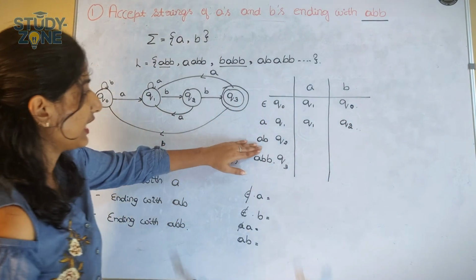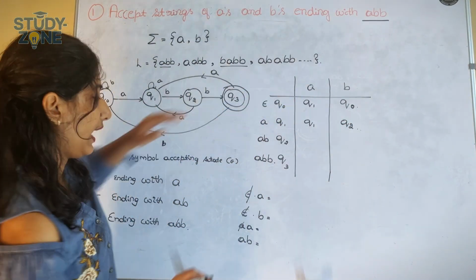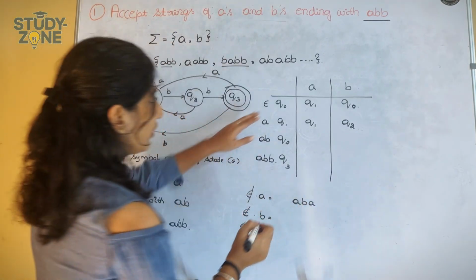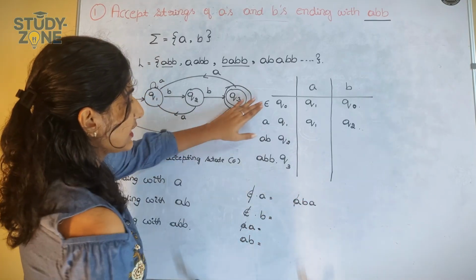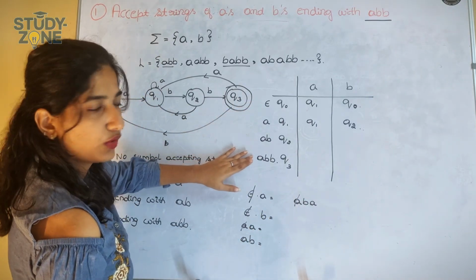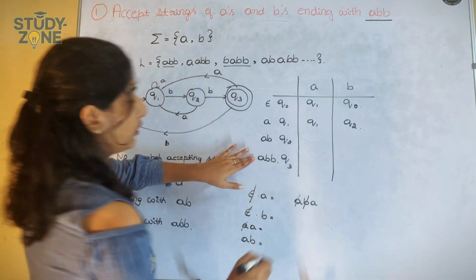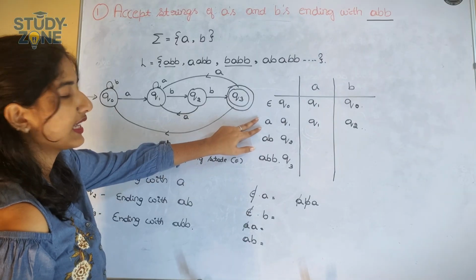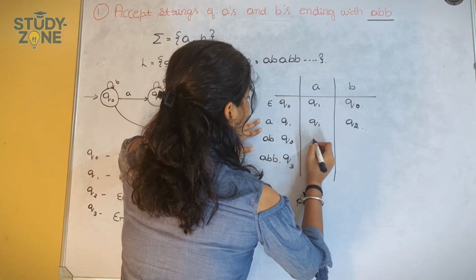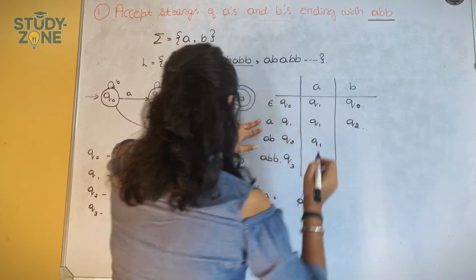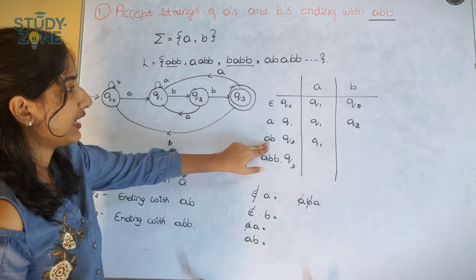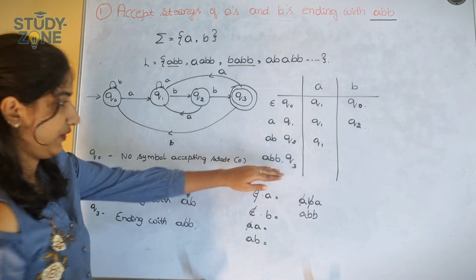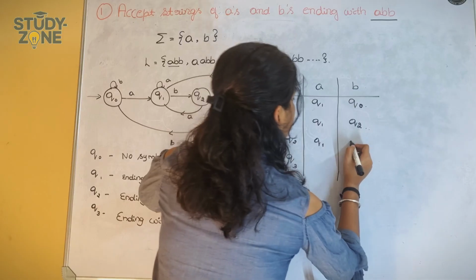And then check, is there any state that is accepting ABA? No, right? So cancel out A. Is there any state that is accepting BA? No. So we have to cancel out B. Is there any state accepting A? Yes, that is Q1. So we have to write Q1 here also. And then is there any state that is accepting A, B, B? Yes, we have state Q3.